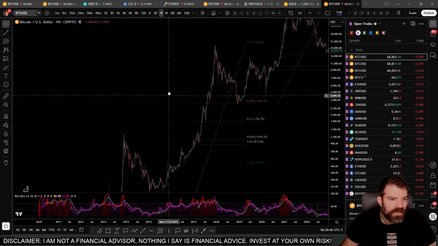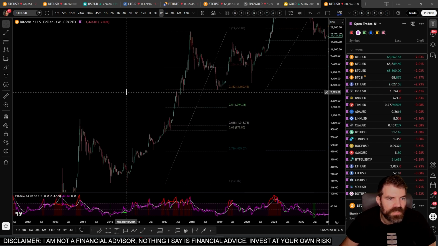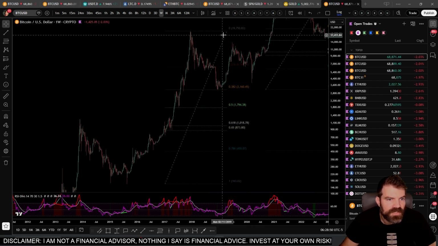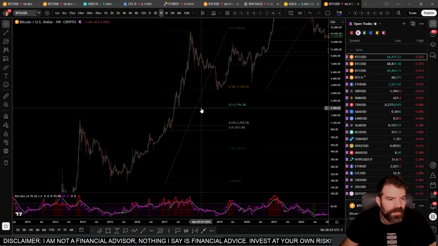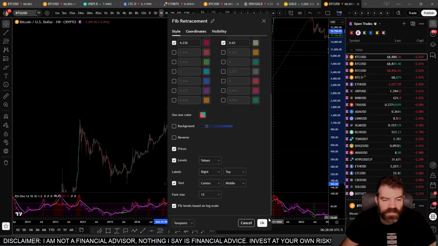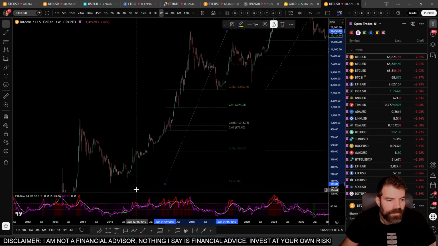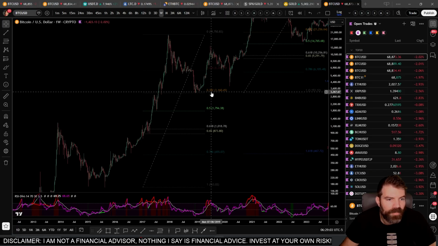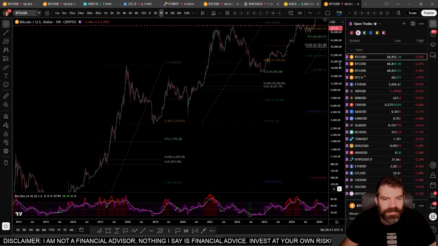You can see here, the first one that I looked at was the 2017 top. Again, I'm on log chart, and you have to make sure that your fib is also on log. You can see down here. So you drag from the top to the bottom of the market here, and you can see we pulled back to the 382, all the way back to $3,000. I actually bought a big chunk of Bitcoin here. I should have bought way more.